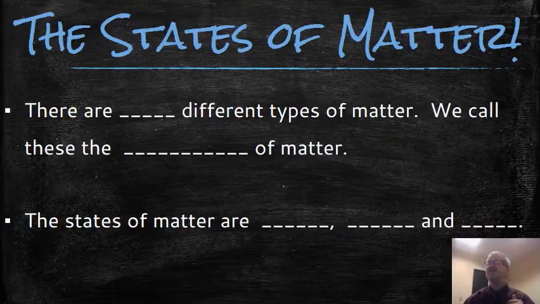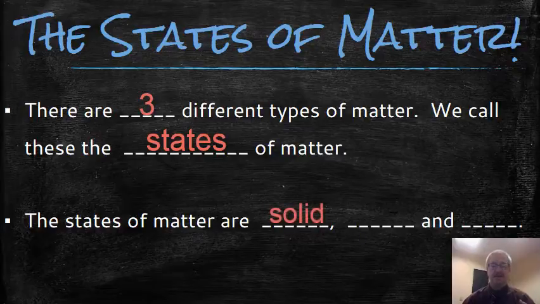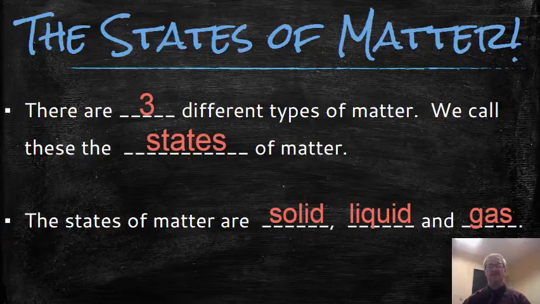Let's go over the states of matter, right? So there are three different types of matter that we find, right? Three different types of matter. We call these the states of matter. Sounds like some high political office or something. But it's really just the states of matter, like whether they are either solid, liquid, or gas. And you've probably seen these before. I'm almost certain in your previous science classes you've encountered these terms.